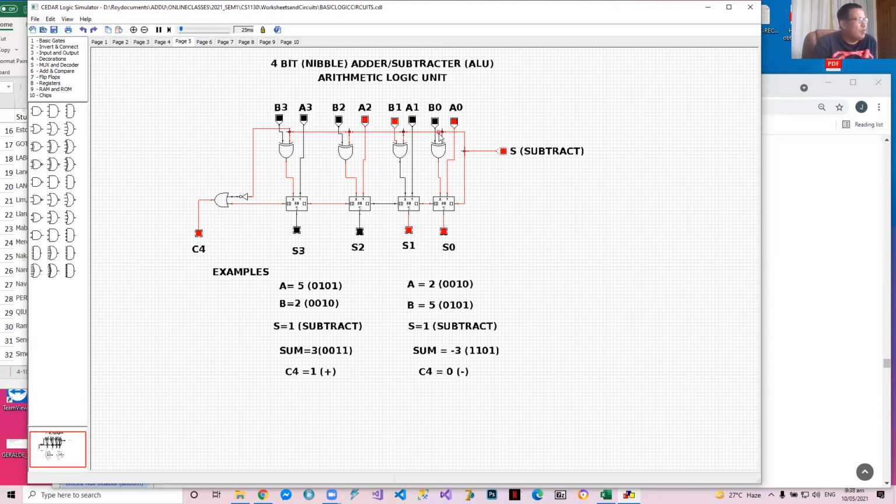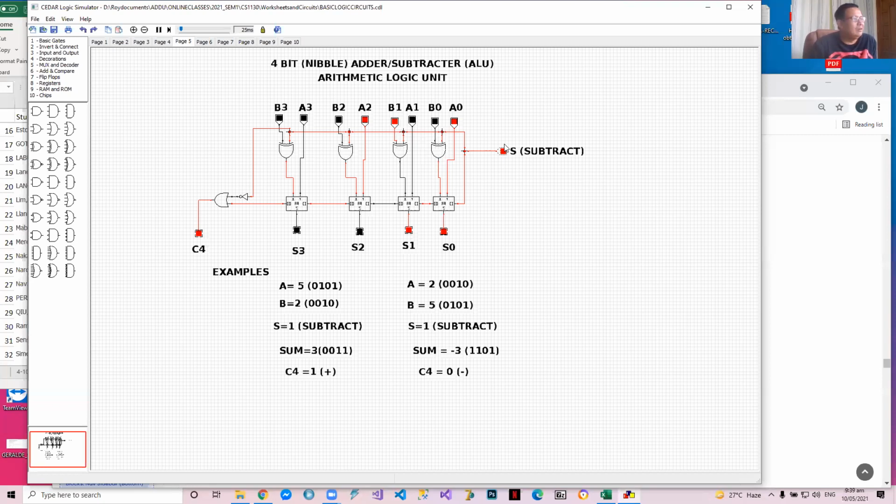Okay. First, all bits, B0, B1, B2, and B3 are XORed to the subtract. Okay. When you do an XOR to a 1, the 1 is flipped to 0. So this is a 1's complement converter, the XOR. When 1 is XORed to a 1, it becomes a 0. When 0 is XORed to a 1, it becomes a 1. So flips, no? So in other words, these XOR gates here convert the B's into 1's complement when subtract is high. When subtract is low, nothing happens.